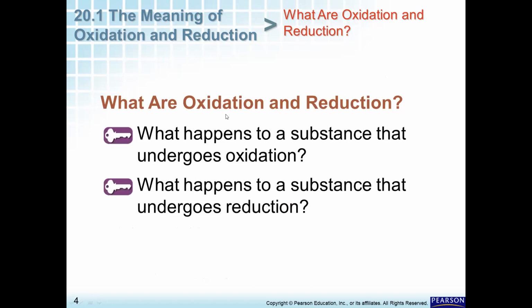Okay, so what happens to a substance that undergoes oxidation? This is the question that we need to ask and answer. What happens to the substance that undergoes reduction? That is exactly what we need to discuss.